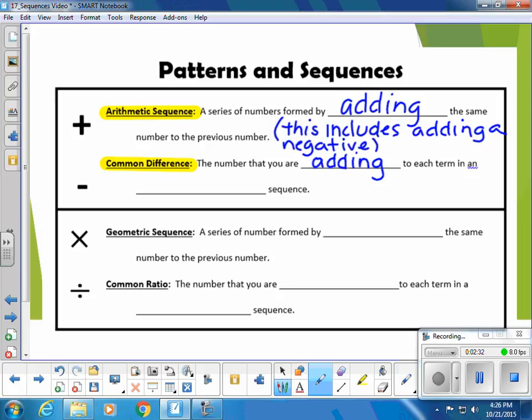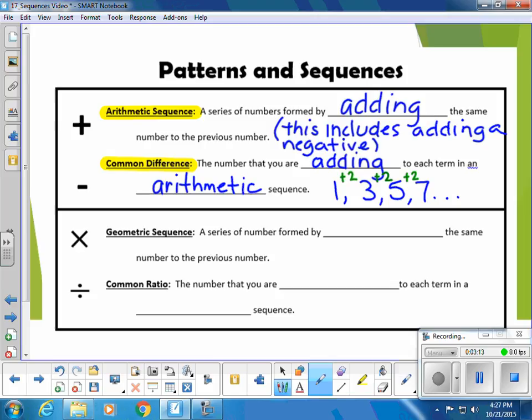to each term in an arithmetic sequence. And what you need to know about these sequences is it's always the same number. So if it's an arithmetic sequence, that means I'm always adding the same number. So if you look at this example, I'm going from 1 to 3 to 5 to 7. Each time I'm adding 2. So 1 plus 2 is 3, 3 plus 2 is 5, 5 plus 2 is 7.